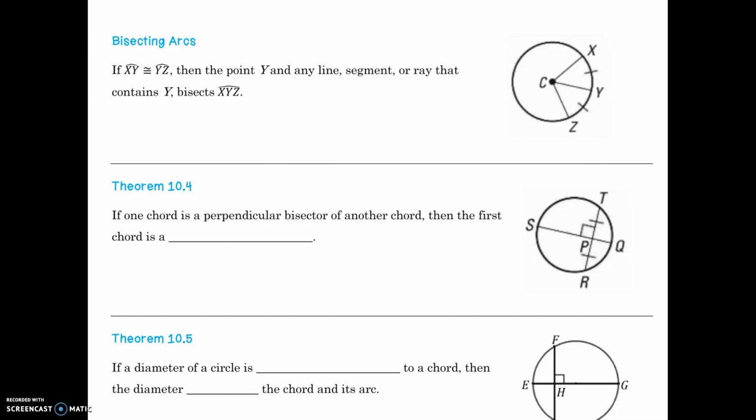Bisecting arcs. If arc XY is congruent to arc YZ, then the point Y and any line, segment, or ray that contains Y bisects arc XYZ. So we're taking a look at arc XYZ, and it's saying that Y and segment CY is a bisector of arc XYZ because arc XY and arc YZ are congruent. So it's just bisecting that bigger arc into 2 equal smaller arcs.